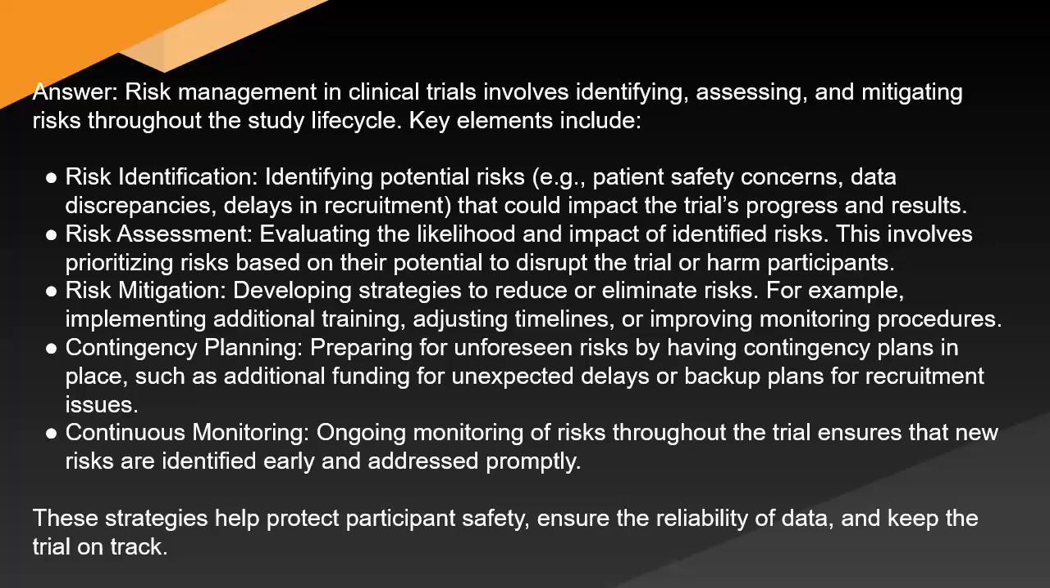Risk assessment: evaluating the likelihood and impact of identified risks. This involves prioritizing risks based on their potential to disrupt the trial or harm participants. Risk mitigation: developing strategies to reduce or eliminate risks. For example, implementing additional training, adjusting timelines, or improving monitoring procedures. Contingency planning: preparing for unforeseen risks by having contingency plans in place, such as additional funding for unexpected delays or backup plans for recruitment issues. Continuous monitoring. Ongoing monitoring of risks throughout the trial ensures that new risks are identified early and addressed promptly. These strategies help protect participant safety, ensure the reliability of data, and keep the trial on track.